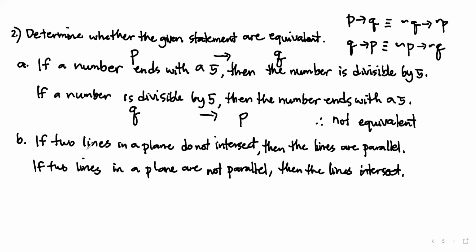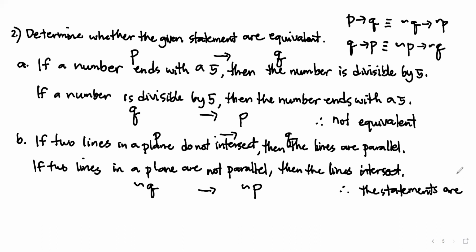Next, letter B. If two lines in a plane do not intersect, then the lines are parallel. So we let "two lines in a plane do not intersect" be our P, and "the lines are parallel" be our Q. The next statement: if two lines in a plane are not parallel, so we negate our Q, we have not Q, then the lines intersect, so we negate this, not P. So letter B, P implies Q is equivalent to not Q implies not P. The first is the implication and the second one is the contrapositive. So the statements are equivalent.